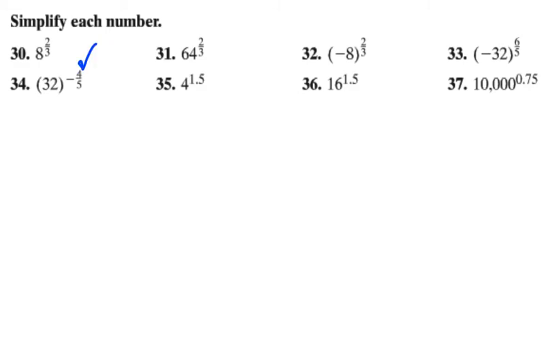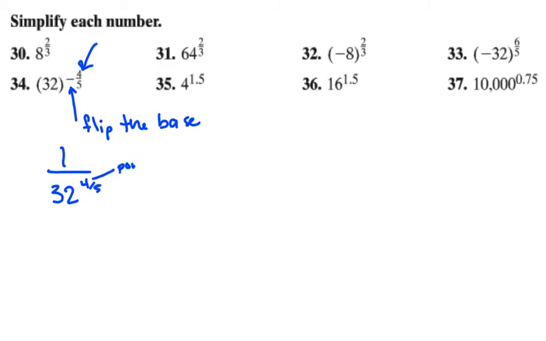Let's do 32. I'm sorry, 34. All right, 32 to the negative 4/5. Again, this negative tells you to flip the base. So we have 1 over 32 to the 4/5. This is your power. This is your root. So we have 1 over the 5th root of 32 to the 4th.